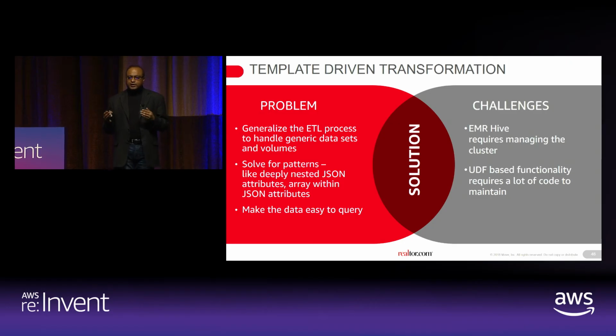Things like deeply nested JSON attributes with rows in it, which need to be exploded out, and finally, make the data easy for us to query. We were using EMR Hive as the basis of what we did, and a lot of the functionality was coded as user-defined functions. The challenges were, of course, we had to maintain the cluster for EMR, and the UDF code that we wrote and used definitely required a lot of maintenance over time.